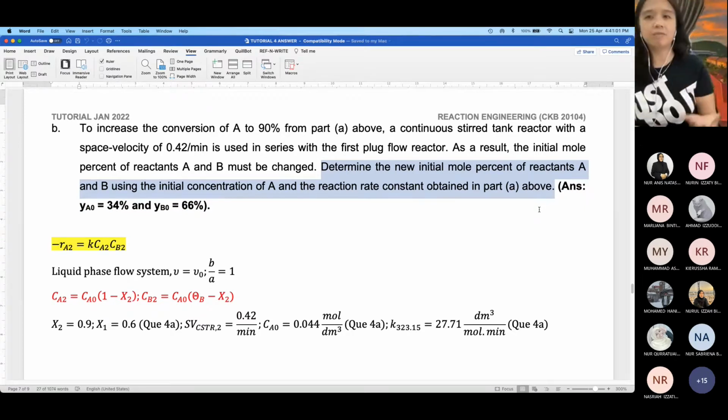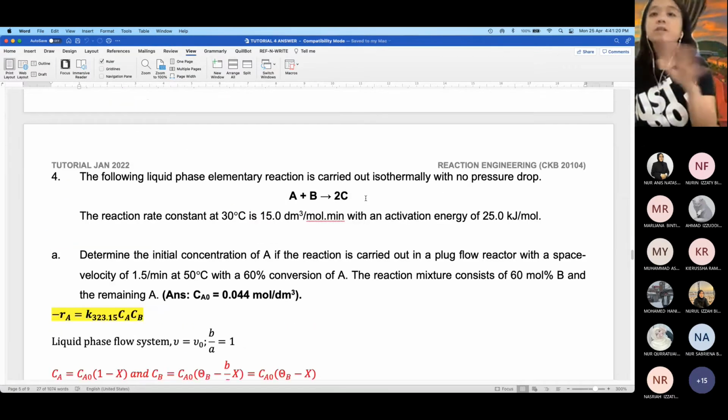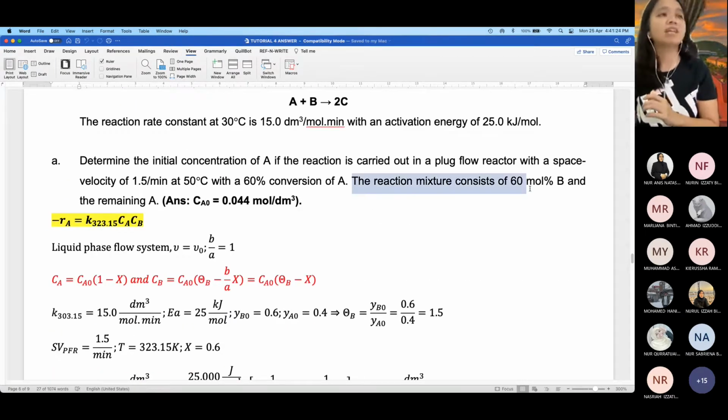Okay, so soalan ni mungkin nampak a bit confusing. Okay, dia kata sekarang, in order for us to increase the conversion to 90% dalam reaktor kedua, maksudnya sekarang the initial mole percent yang kita guna sebelum ni dah tak boleh digunakan sebab in the earlier part of the question, dia kata that the reaction mixture consists of 60 mole percent B and the remaining A. So dia kata dapat A tadi, kalau saya nak guna hanya satu PFR, saya akan guna 60 mole percent B, 40 mole percent A. Tapi sekarang dia kata sebab kita nak sambung kepada reaktor kedua, so percentage ni dah tak boleh digunakan. Okay, so maknanya kita kena cari percentage yang baru.